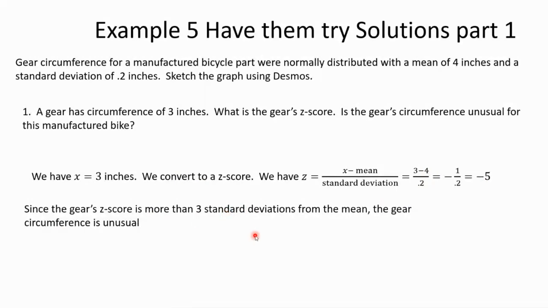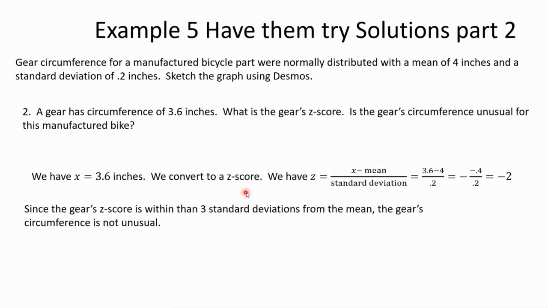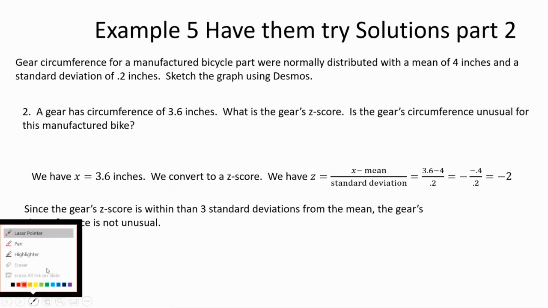Okay. All right. For this one, this is 3.6, okay? The gear circumference here is 3.6. So again, we want to find the z-score. Well, we use the same formula, right? We have 3.6 minus 4 over 0.2. And what is that equal to? Well, that's negative 0.4 over 0.2. There's a double negative there. Cross that out.